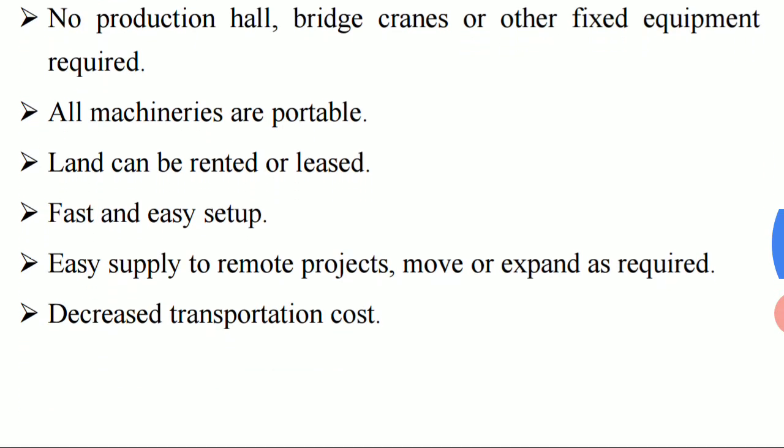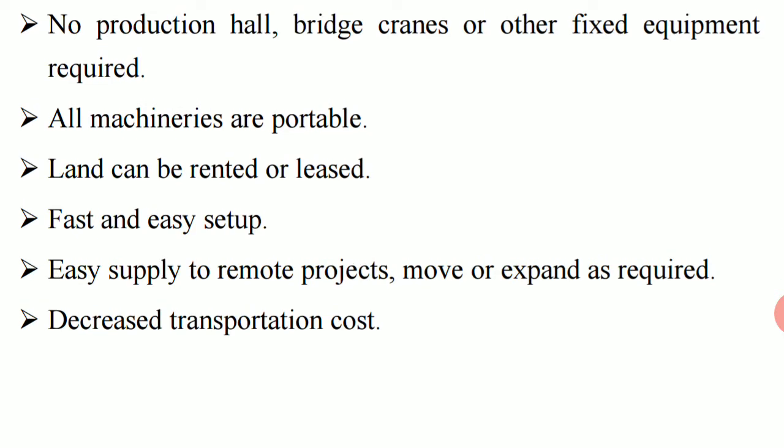And next, no production hall, bridge cranes or other fixed equipment are required. As we have discussed in the stationary production system, all the equipments are fixed at a particular place. Here no need of fixing those equipments. The same equipments can be used for other construction sites also, right? That again saves the transportation cost, which is consumed more in the stationary production system. And here it doesn't require any production hall, so a normal place is sufficient to manufacture these particular elements.